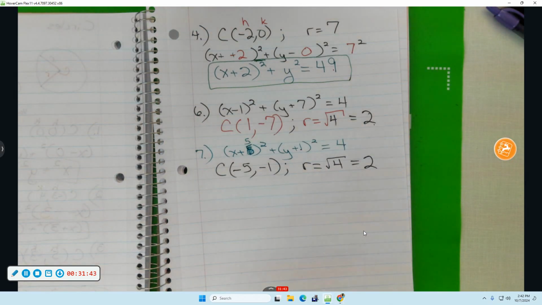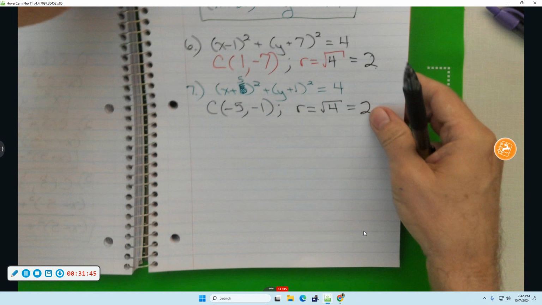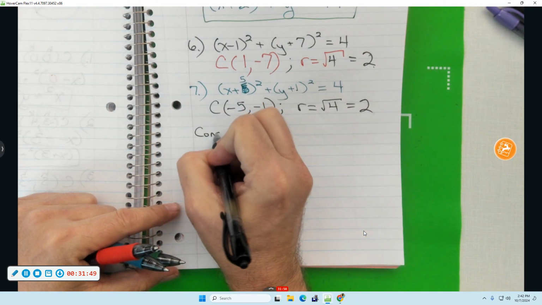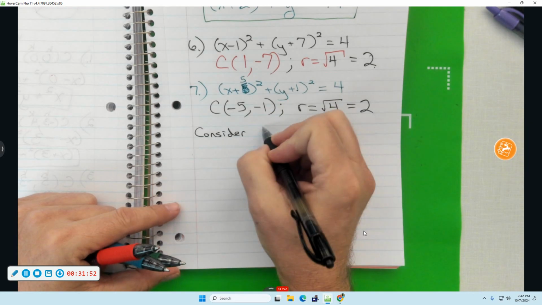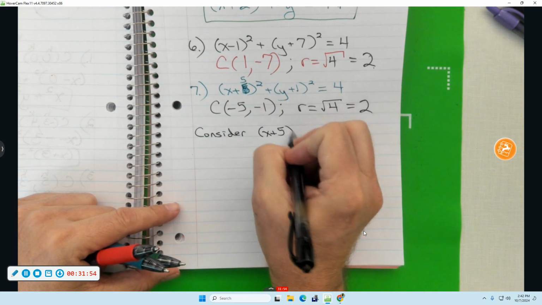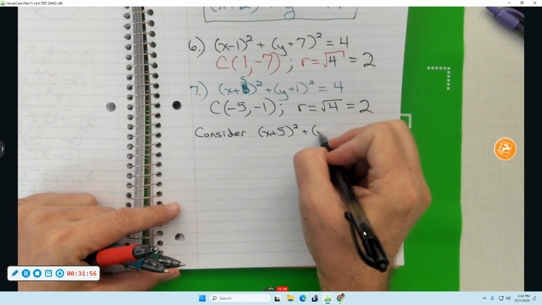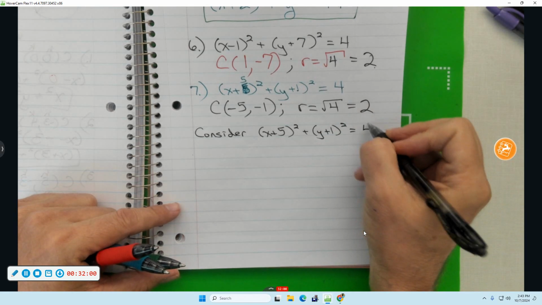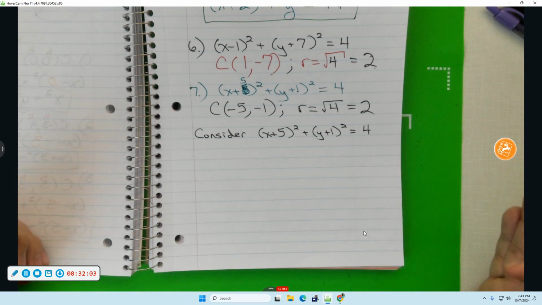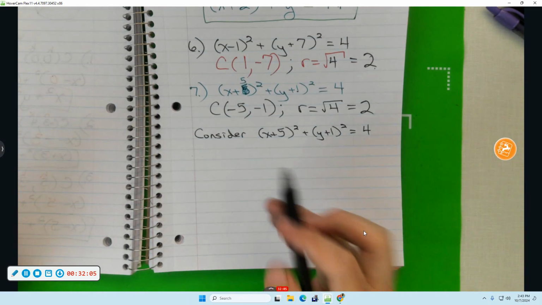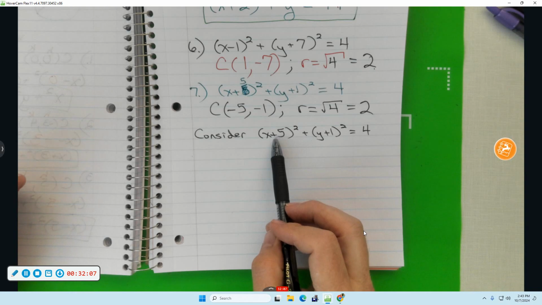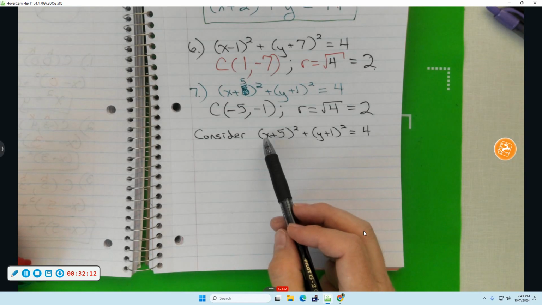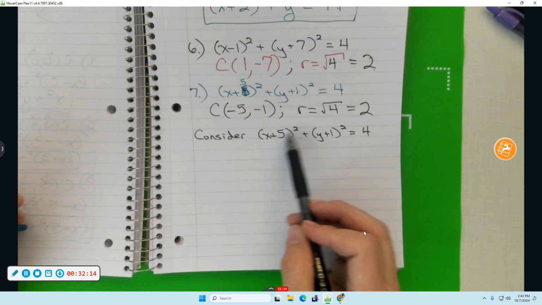Let's suppose we had, I'm going to say, consider the equation x plus 5 quantity squared plus y plus 1 quantity squared is equal to 4. Suppose someone wanted to get rid of that x plus 5 squared. What are we going to have to do? I'll tell you right now, it's not just x squared plus 5 squared.